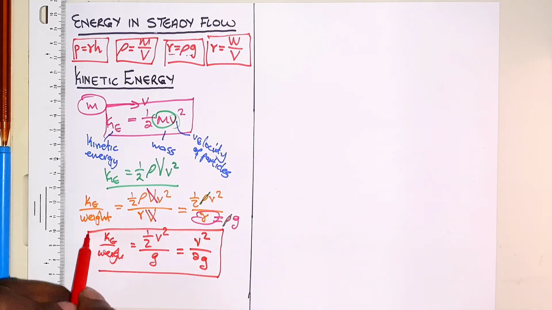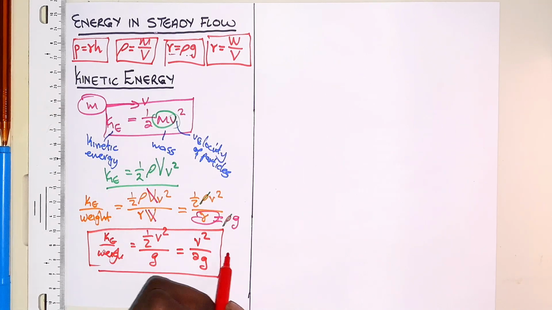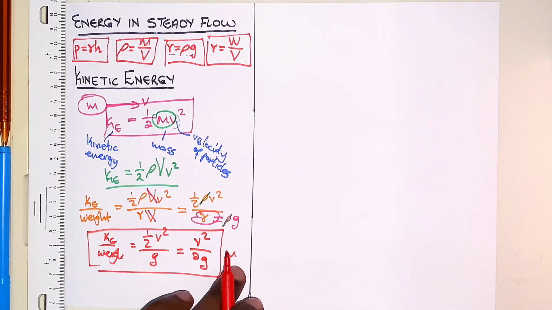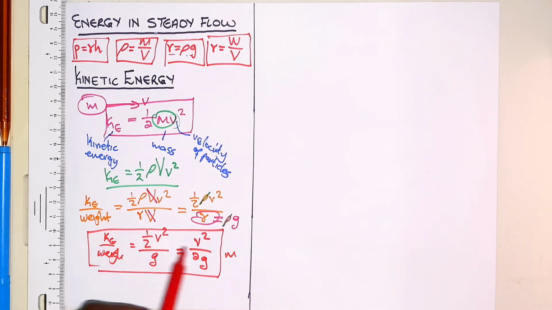Now I've written it in this way so that my units give me meters. For reasons I will explain later, you will see why I'm putting it in meters. Now this equation will give us our kinetic energy in meters as reference to unit weight.